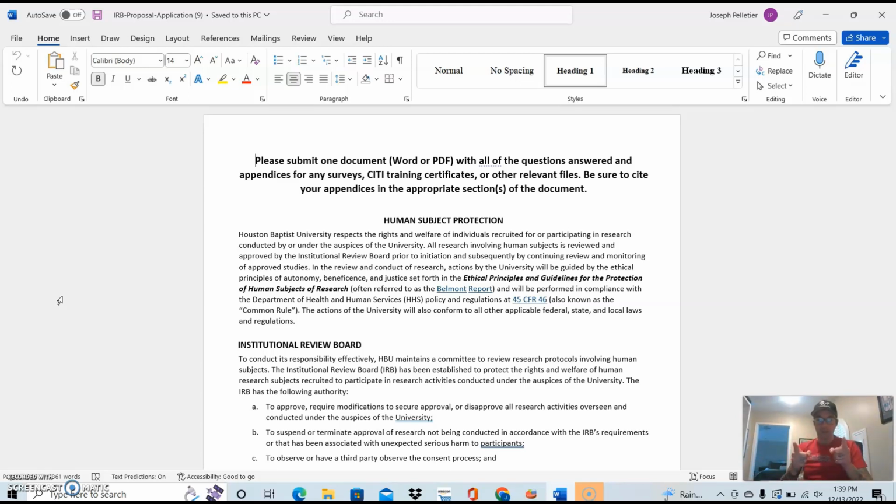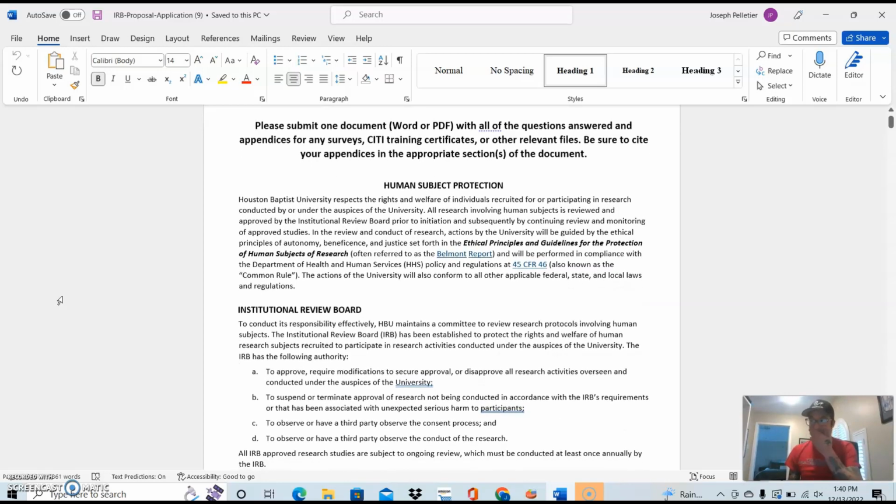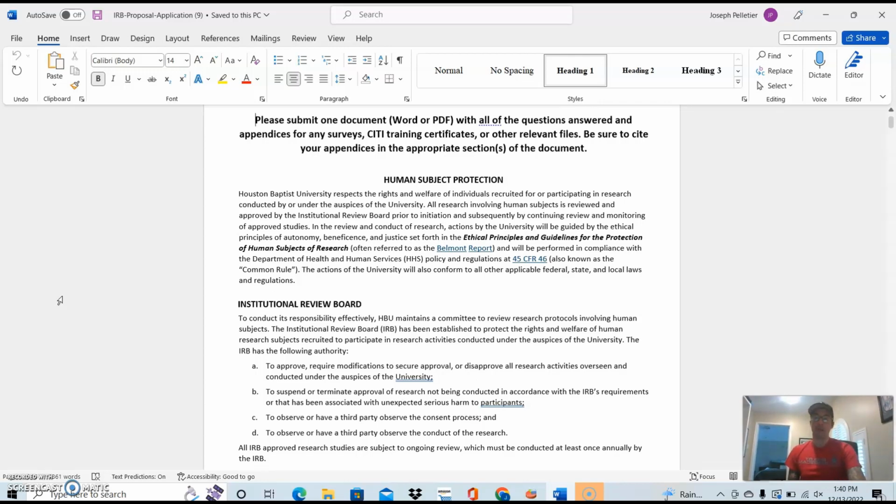So let's start with this. Oh, and one thing too, I want to point out: if you're doing an archival study that doesn't actually involve human participants, you still do need to complete this and submit this to the IRB, but the review process is a little bit different, so actually much briefer. So anyway, the IRB application looks like this. It can be found if you go to hbu.edu/IRB. You can find this application and some basic guidelines there, but I've got it pulled up already.